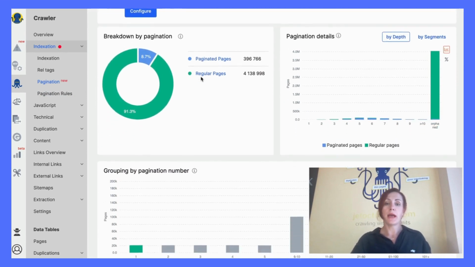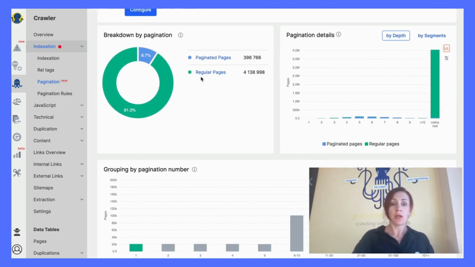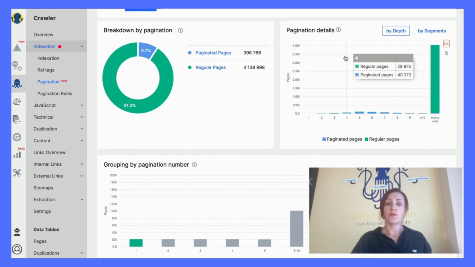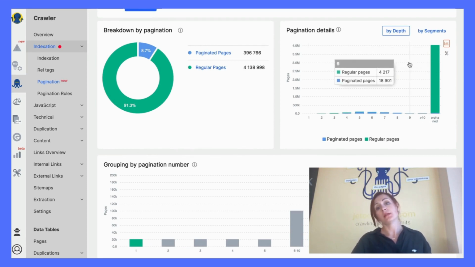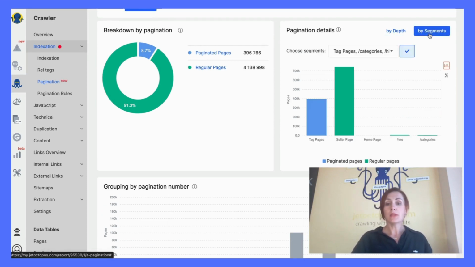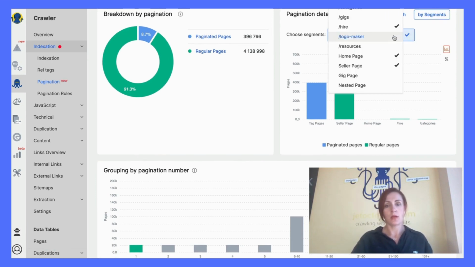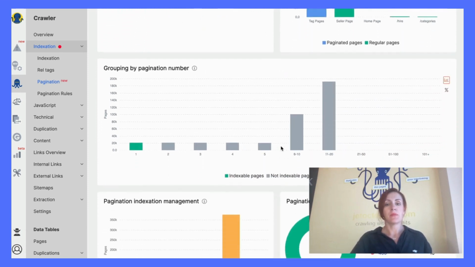And here we have the analytical charts about pagination. The first one, breakdown by pagination. All your pages are divided into regular pages and paginated pages. Here you see how far your pagination pages are located by depths, and you can visualize your pagination by segments. You can pick any segments and watch your pagination by segments.